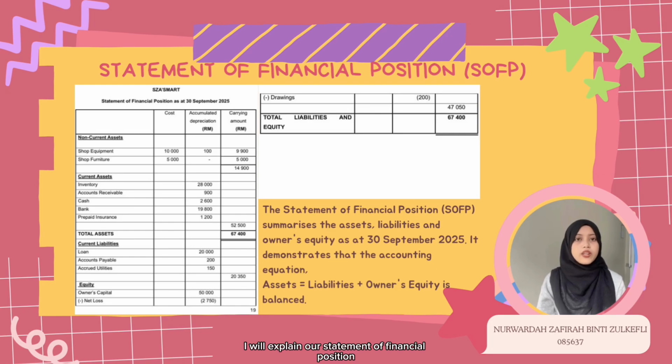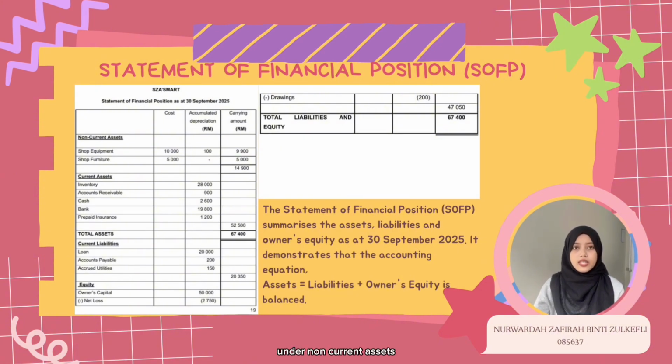Next, I will explain our statement of financial position, also known as the balance sheet as at 30 September 2025. This statement shows the financial position of our business at the end of the accounting period by presenting its assets, liabilities, and owner's equity. So, firstly, under non-current assets, our business has shop equipment with a cost of 10,000 ringgit.